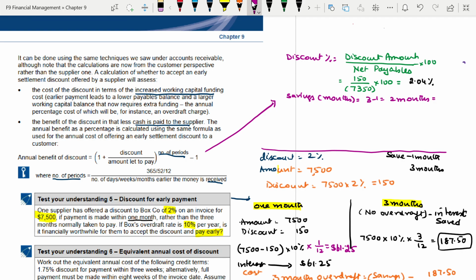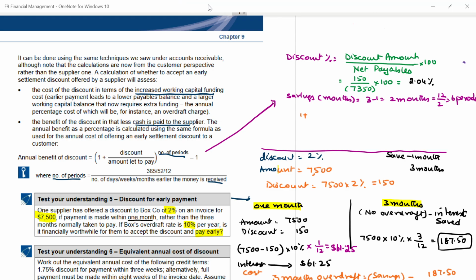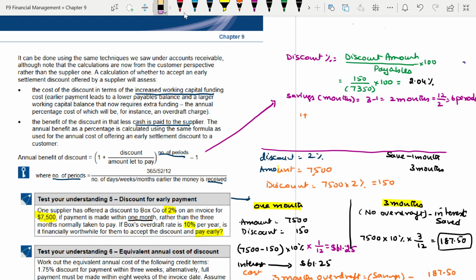If it is 2 months, how many periods? 12 by 2 comes to 6 periods. That is the number of periods. Now substitute in this formula: 1 plus discount divided by amount to pay. You should not get confused.